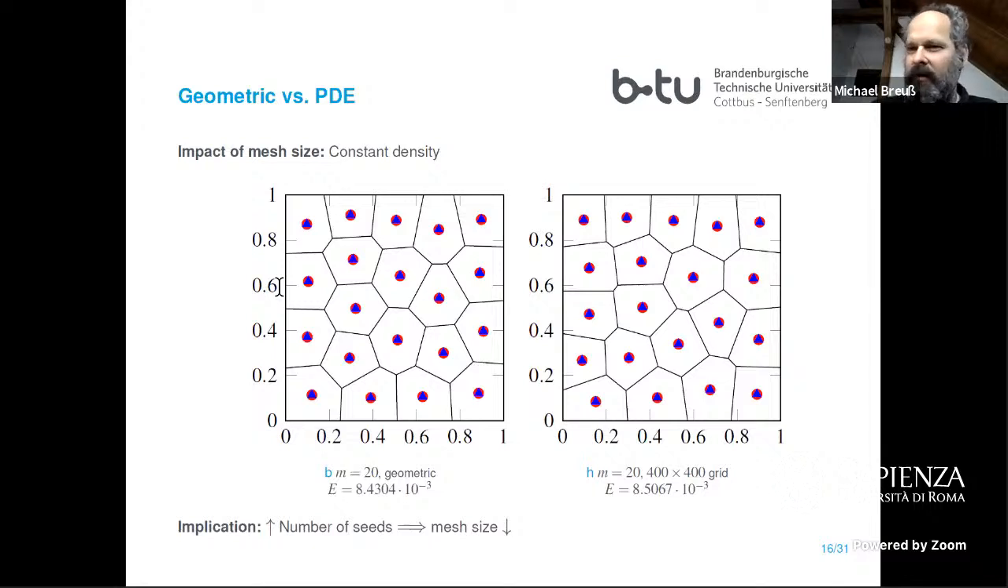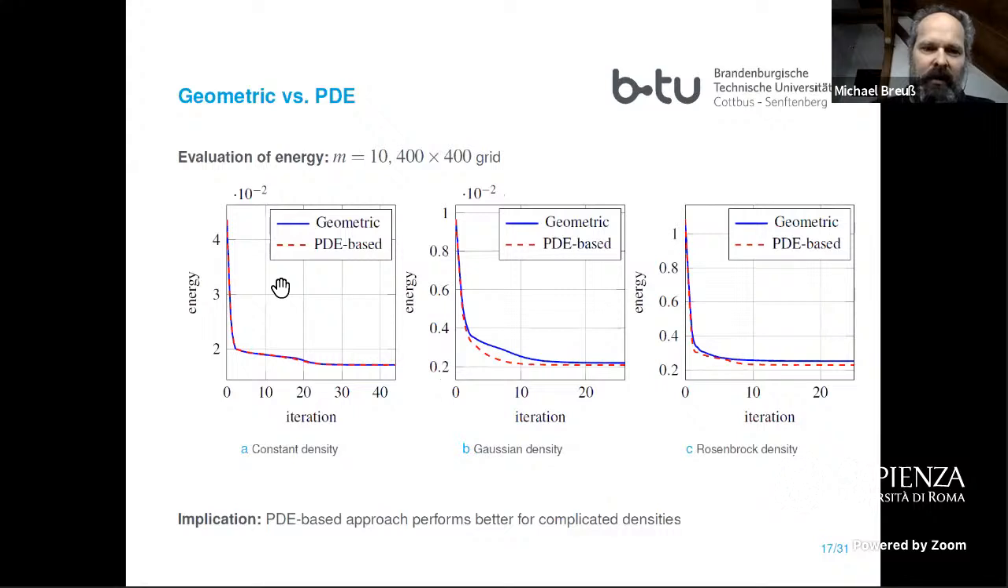And so the conclusion, or the implication, is that the higher the number of your seed points is, the higher the mesh density must be, which is not a good result for the PDE-based method, because it is a matter of computational time, more or less. Okay, so now let's have a look at the energies and the performance for the various densities.